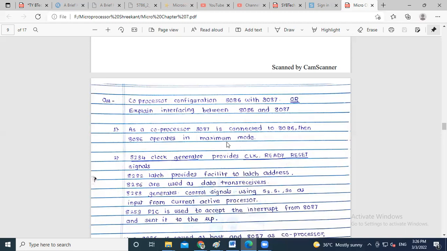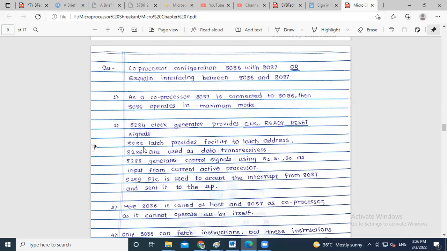In the maximum mode configuration, just recall, four extra processors we use along with the 8086: 8282, 8286, 8288, and 8284, in the maximum mode configuration of the system bus. So what are these extra processors? 8284 is used for clock generator purposes. 8282 is used for the latch purpose; it provides the latches.